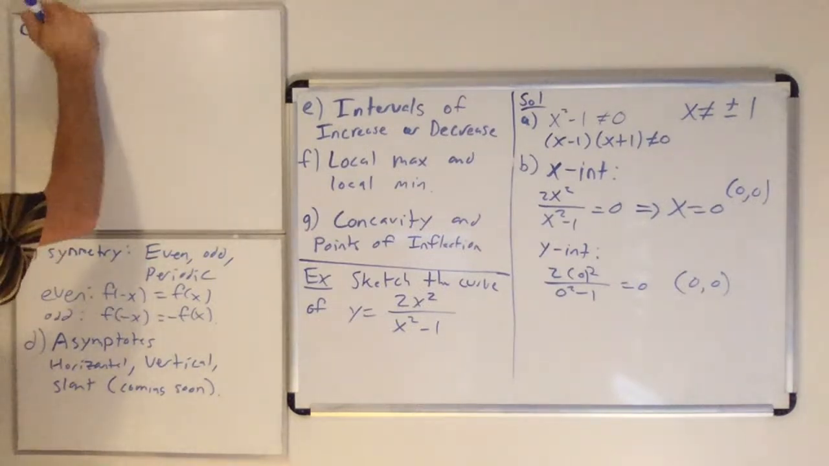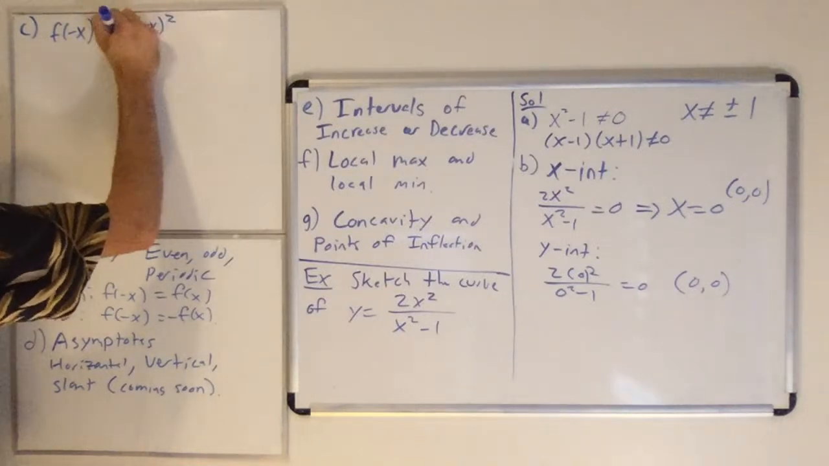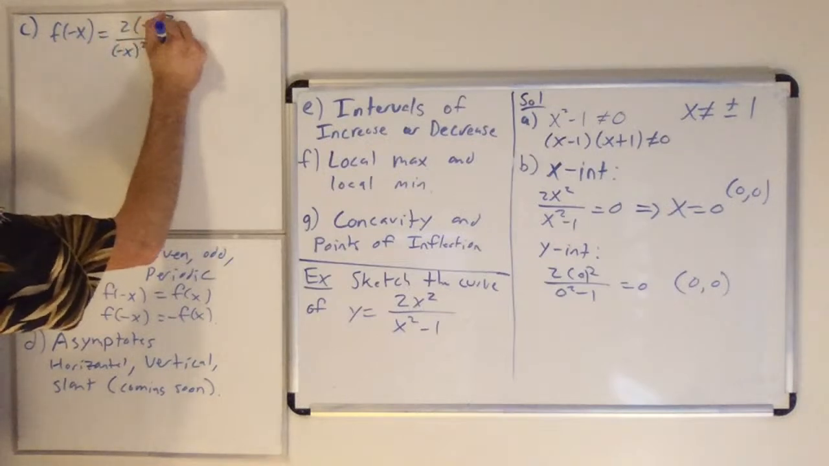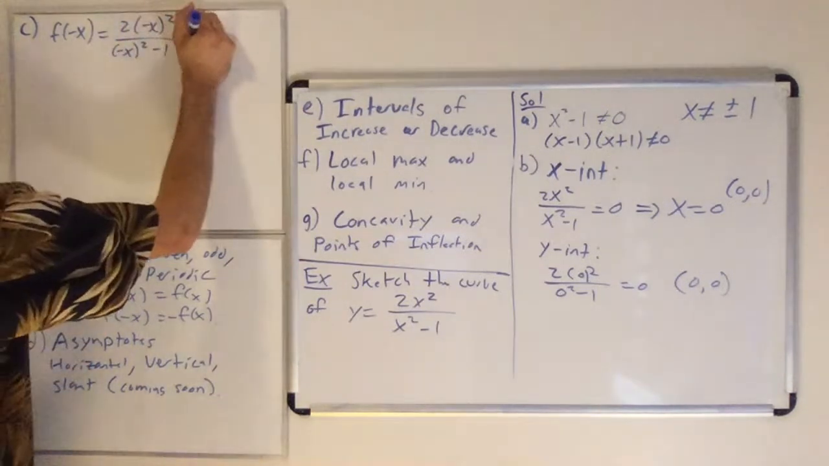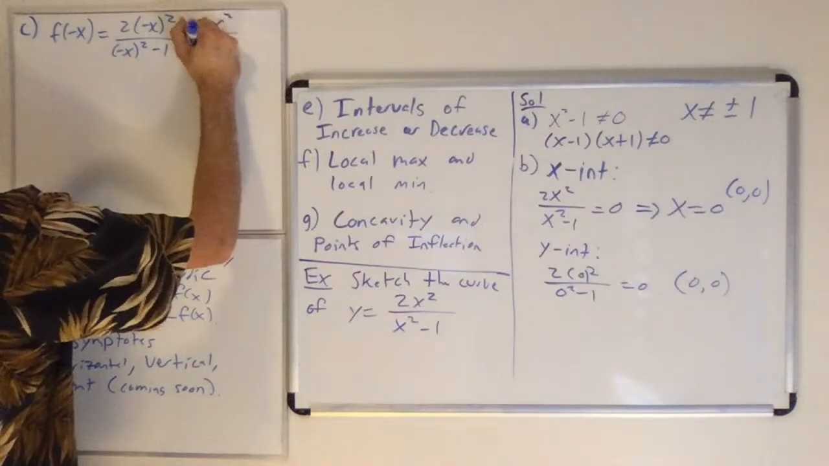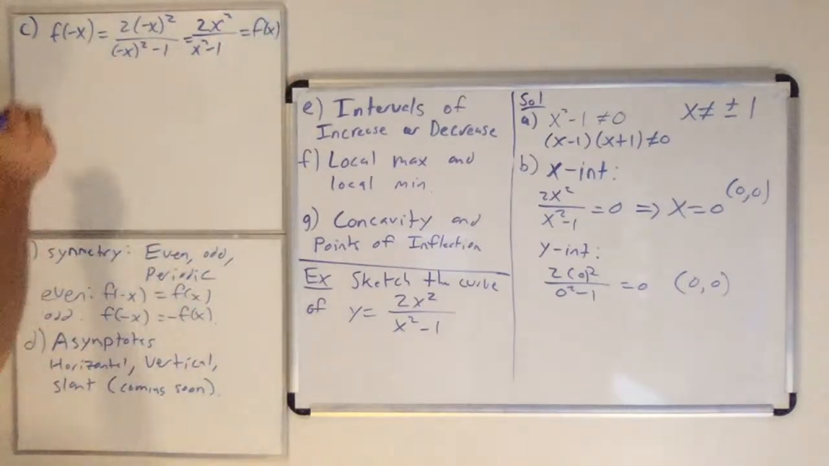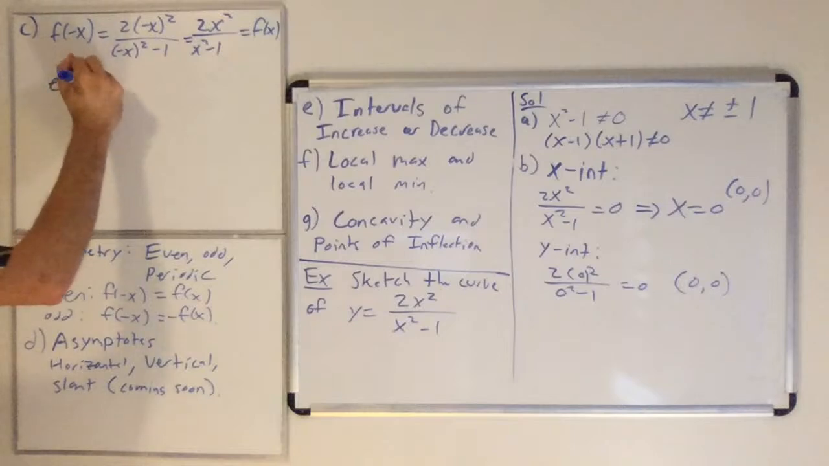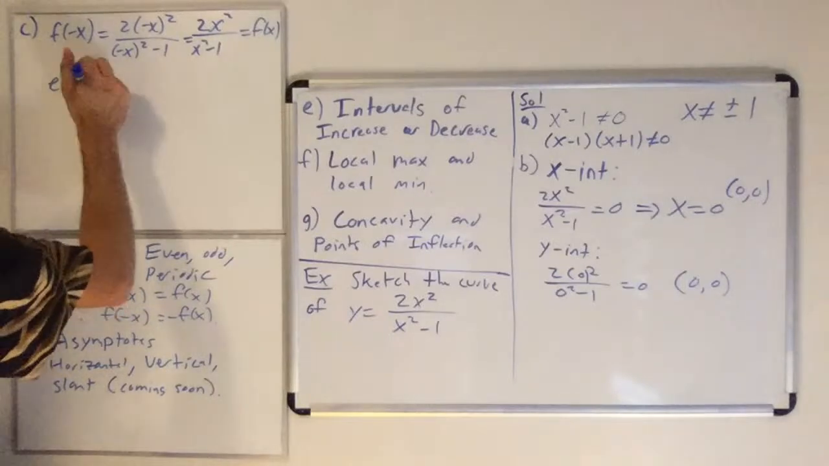So let's take a look at f of negative x. So we have 2 times negative x squared over negative x squared minus 1. Well, negative x squared is just x squared. So this is 2x squared over x squared minus 1, which is the same thing as f of x. So we're even, which means we're symmetric about the y-axis.